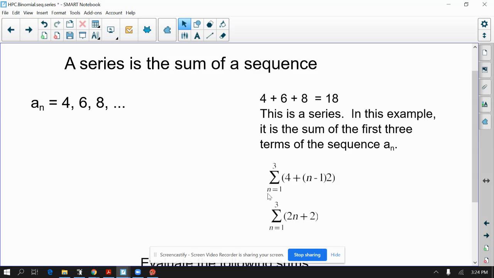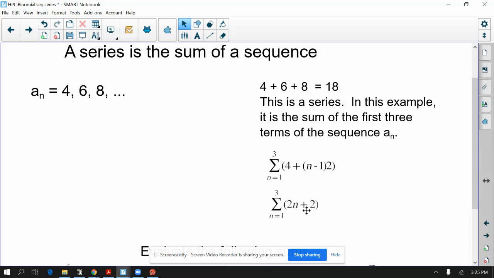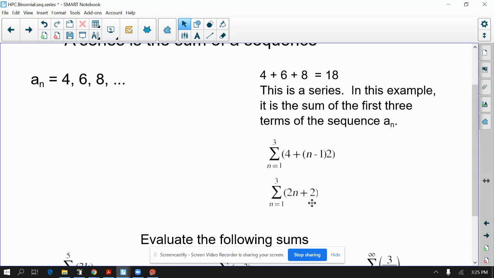And so we start right here with n equals 1. So we start with the first term, and we add every term after that until we add the third term. So this sequence, 4, 6, 8, notice it has a common difference of 2, and the first term is 4. So I hope you recognize this, a1 plus the common difference times n minus 1. And then if you clean this up a little bit, distribute that 2, you get this. So this right here, this value is 18. This is how old you have to be to vote in our country.